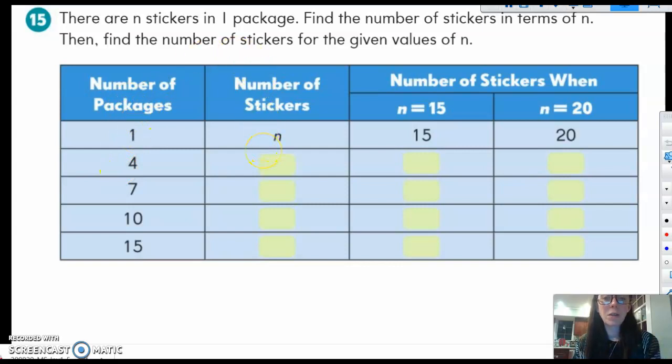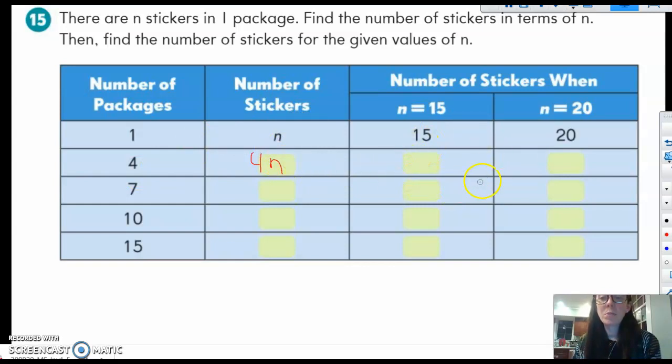And then in this column, the number of stickers that we have in each package. I don't know how many stickers there are, so we're using the letter n. So if I have one package, I have n stickers. Now, if I have 4 packages, I'm going to try and figure out how many stickers that would be. So to write that, I'm multiplying 4 times n. So I'm going to write 4n. So I'm showing I have 4 packages, each with n stickers in them.